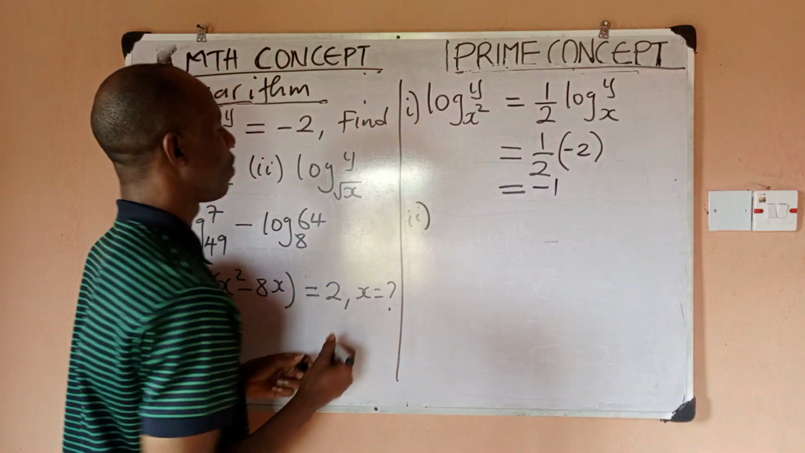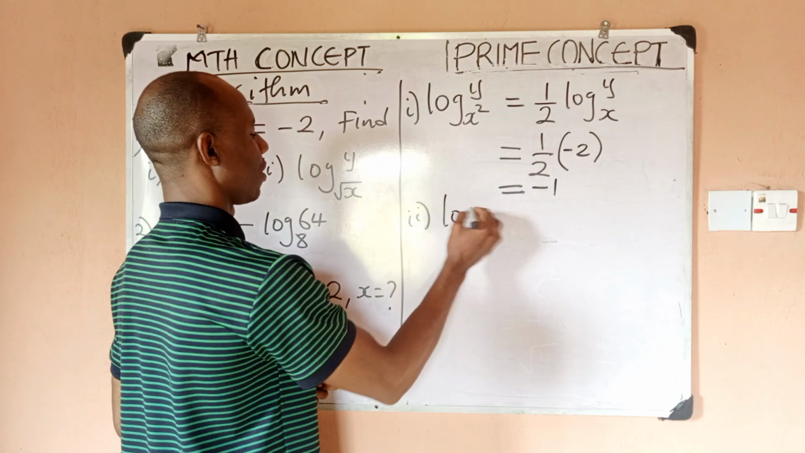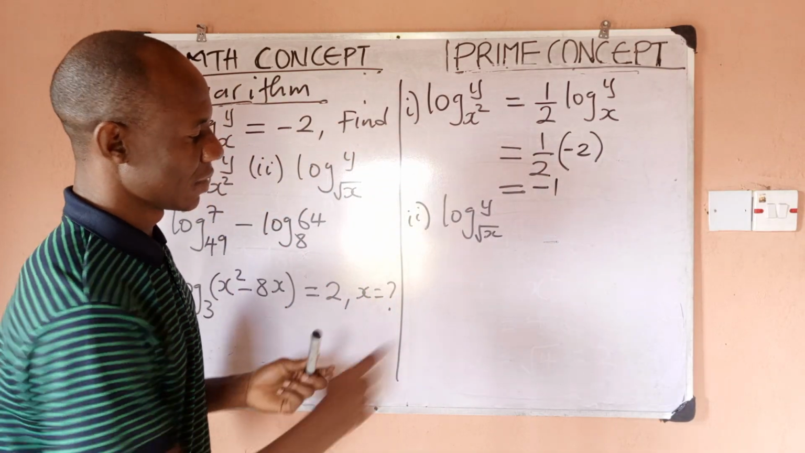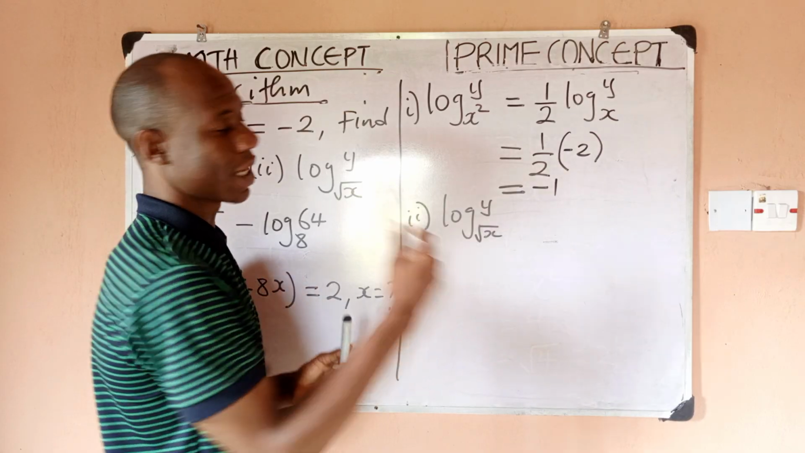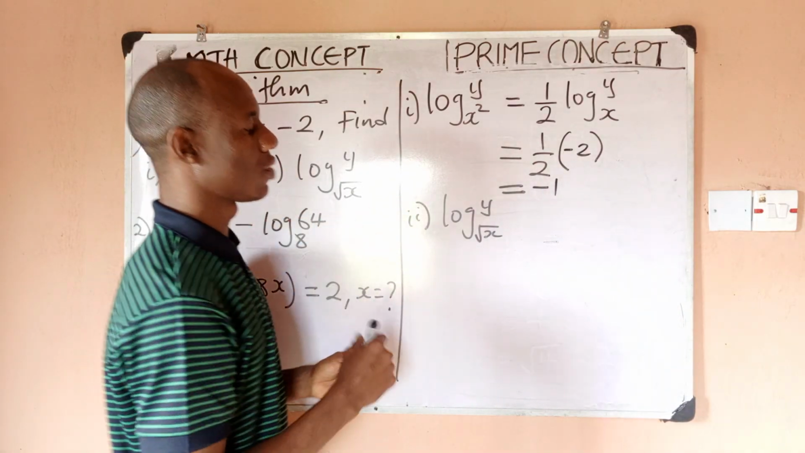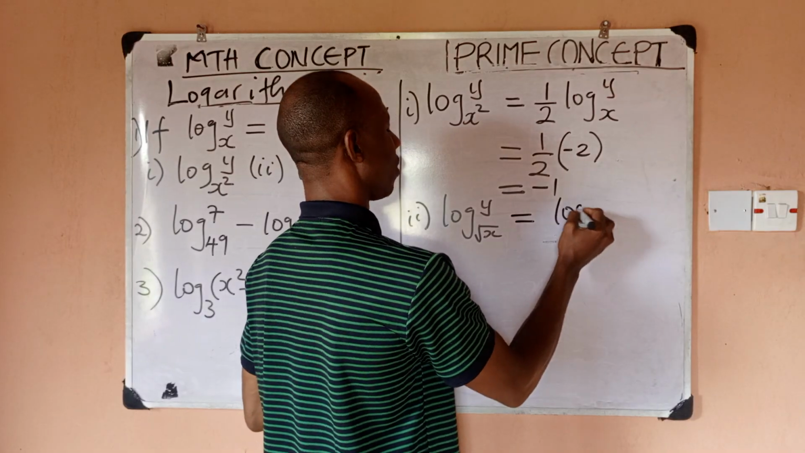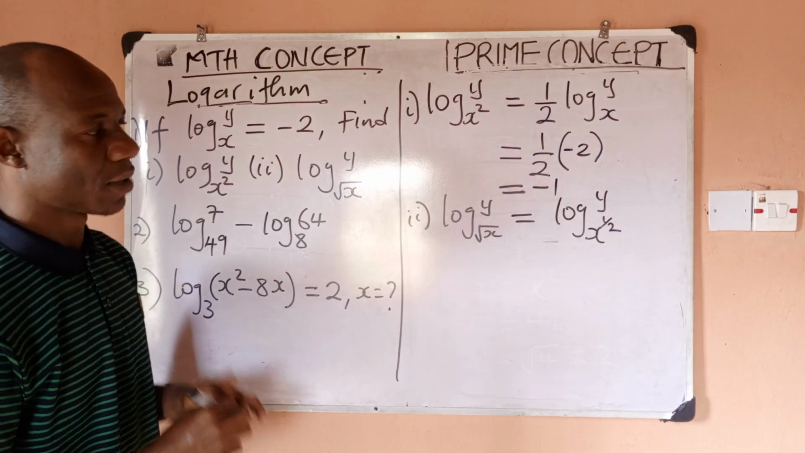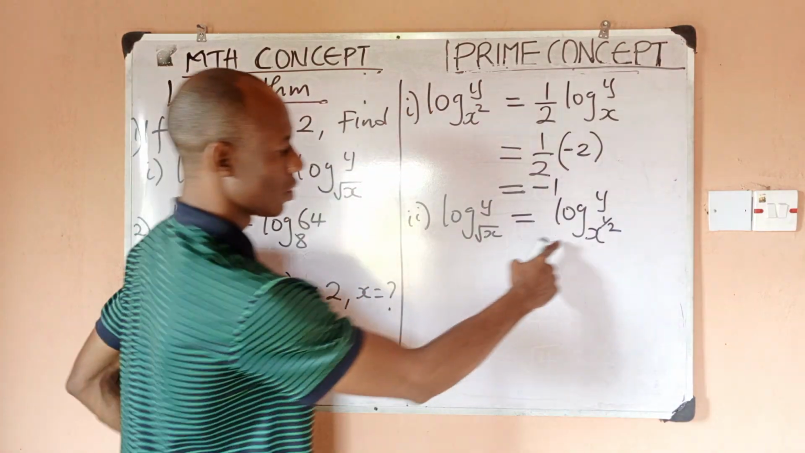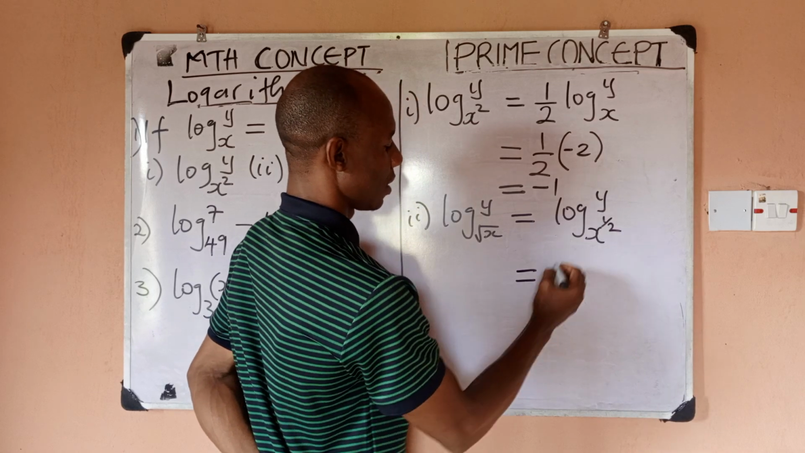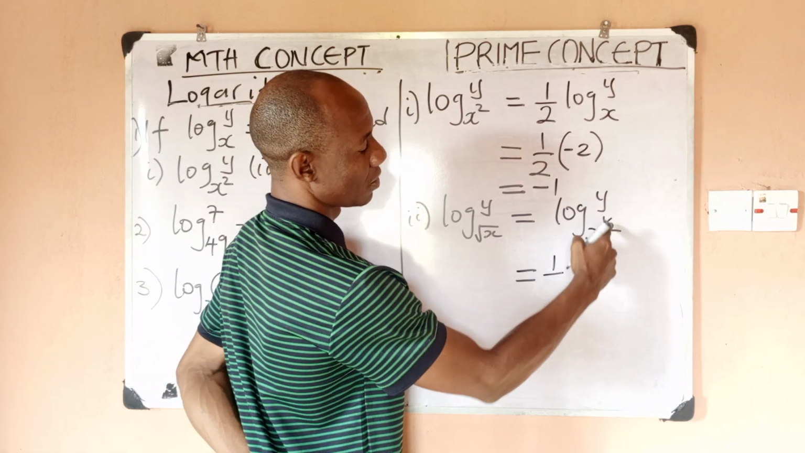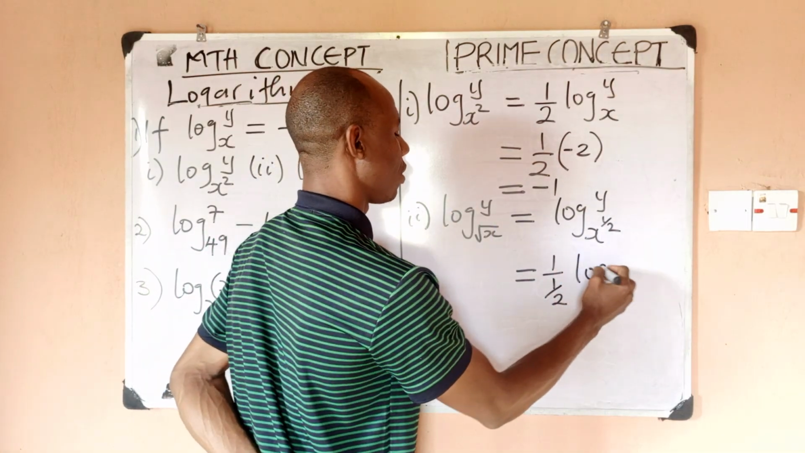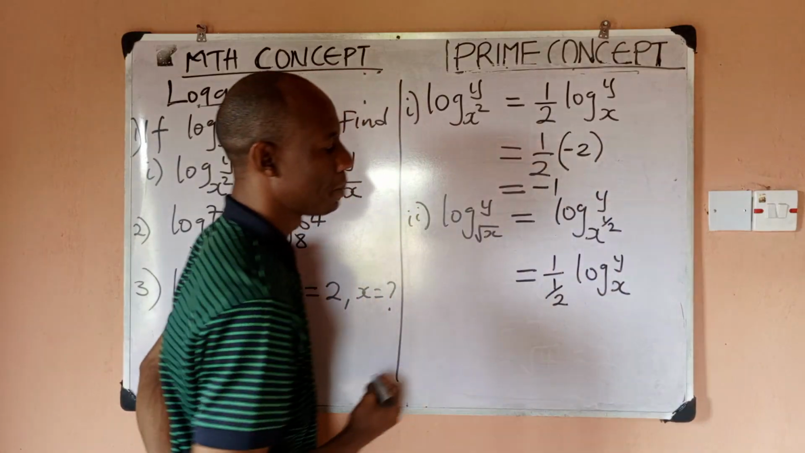Now I want to solve the second one. The second part of number 1 says we should evaluate log y to base root x. One of the things you know is that square roots can be written as power 1 over 2. So I can write this as log y base x to power 1 over 2 instead of the square root. Still the same rule applies here. This becomes 1 divided by my power. What is my power? 1 over 2. So 1 divided by 1 over 2. Then log y to base x without a power.